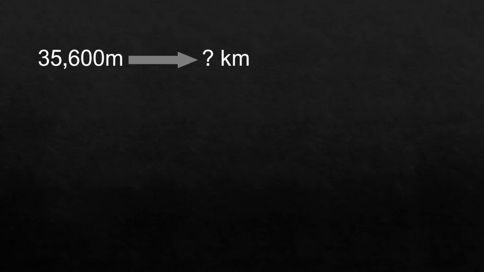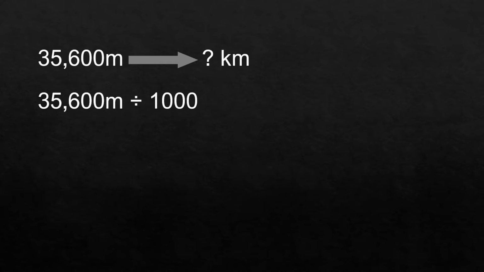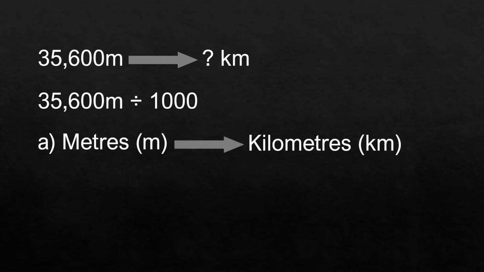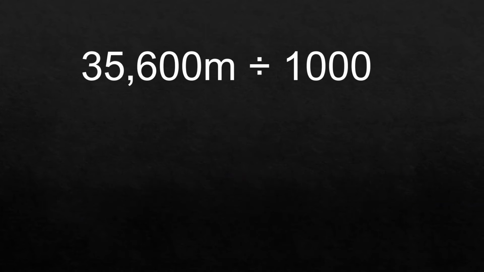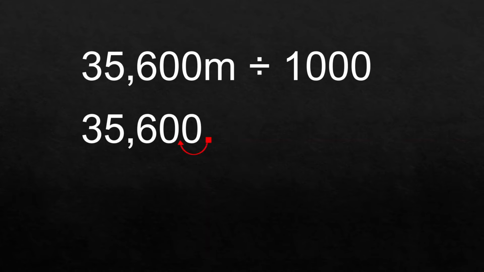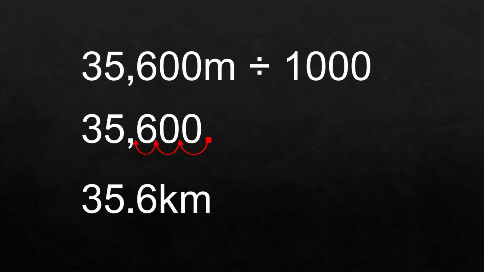Now, what if our length was 35,600 meters, and we wanted to show that same distance in the form of kilometers? Just as we did before, we need to divide our number by 1,000. Why? Because A, we are converting from a small unit of length to a larger one, and B, there are 1,000 meters for every kilometer we have. So let's do it. Divide 35,600 by 1,000 by moving our decimal point 3 times to the left. Our answer is therefore 35.6 kilometers.